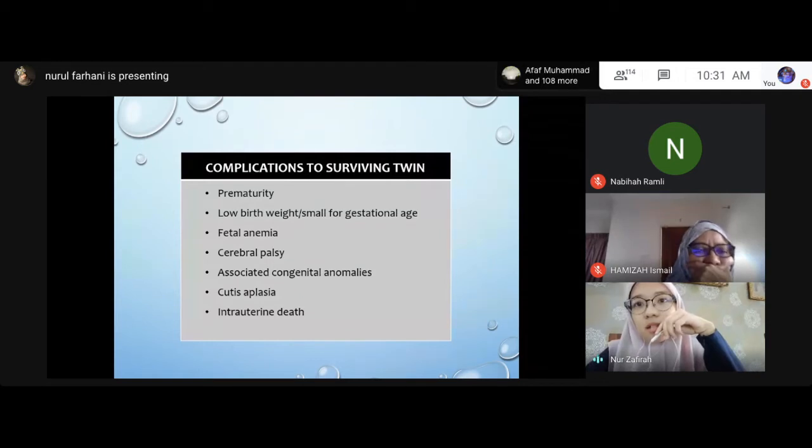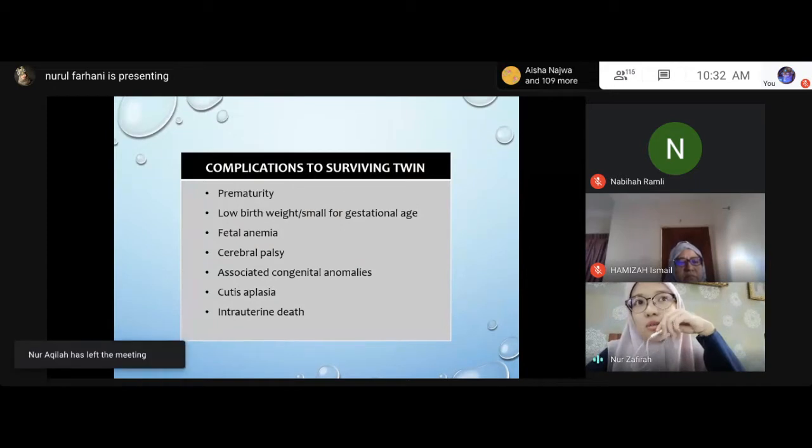Okay, I forgot to mention why the complications to the surviving twin occur more in MCDA. When one fetus dies in MCDA, there will be a shunting of blood from the surviving twin into the dead twin. So when there is shunting of blood from the surviving twin to the dead twin, the surviving twin will be underperfused. So low birth weight also has the same mechanism.